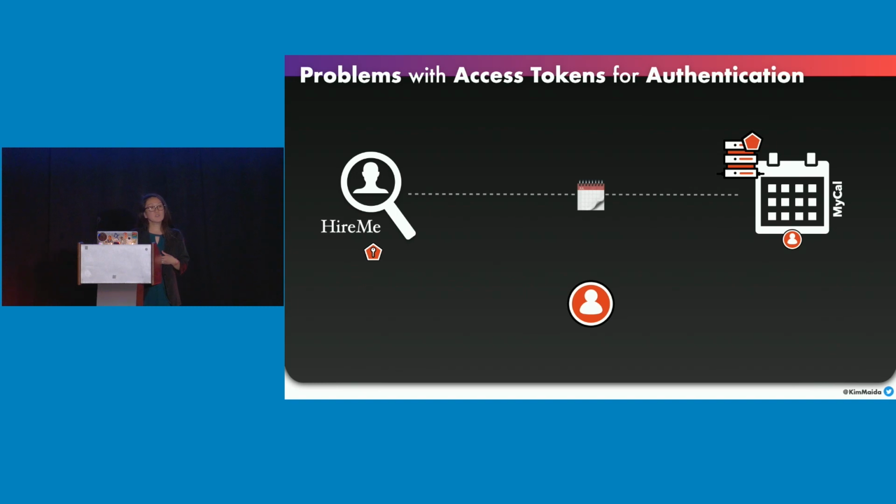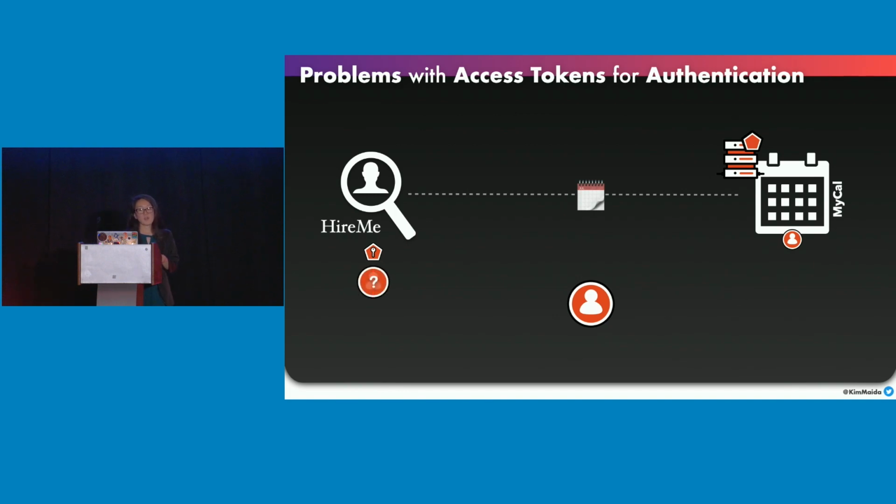So if HireMe does something like use the access token for the MyCal API and assume that by having this access token and successfully calling the MyCal API with it, it means that the user can be considered authenticated with HireMe, then we start to run into problems.